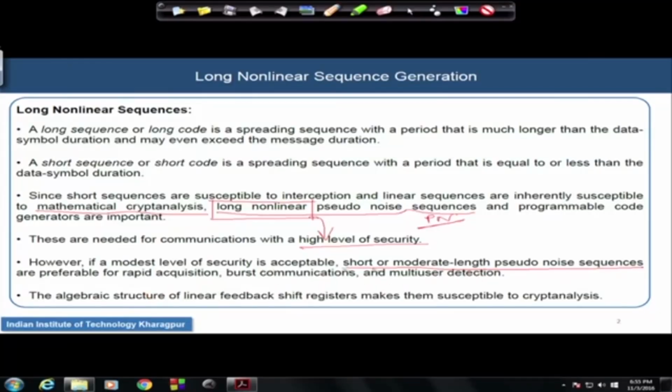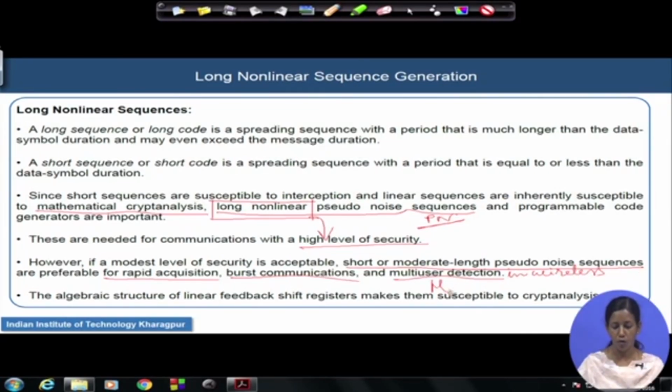But if you are fine with a moderate level of security, then short and moderate length pseudo noise sequences are preferable for very rapid acquisition, burst communication, as well as multi-user detection in a wireless communication scenario. Multi-user detection, or MUD, is a very well known research topic, where the design of the sequences is the most important research criterion for establishing a good outdoor wireless communication system.